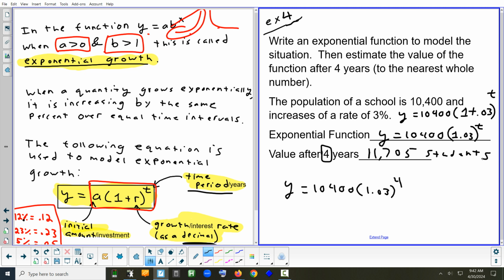So that problem took the last one a step further. We had to figure out what the formula was, and then we had to use the formula to make a prediction. Now, that's not a guarantee that there'll be that many students. That assumes the growth rate is going to stay at 3% every year for 4 years. That might not be realistic. All right. Any questions before we look at the last problem?